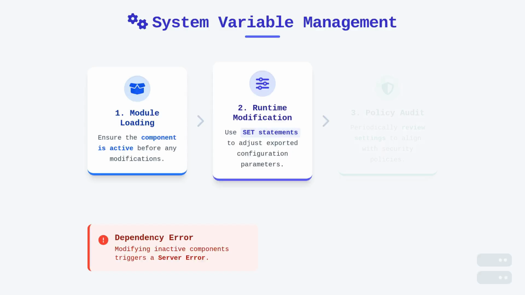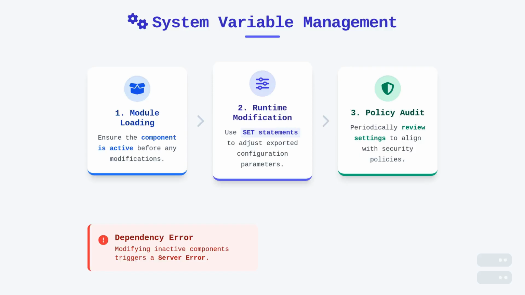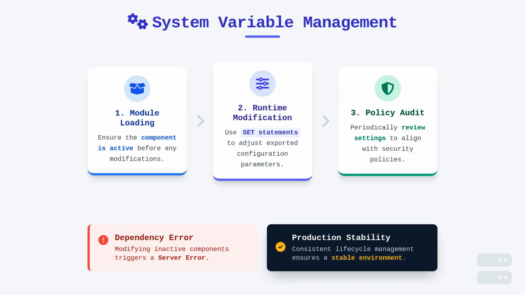If you attempt to modify a variable for a component that isn't active, the server will correctly report an error. It is also good practice to periodically review your system variable settings to ensure they align with your security policies. This lifecycle management is a vital part of your daily responsibilities when maintaining a stable production environment.